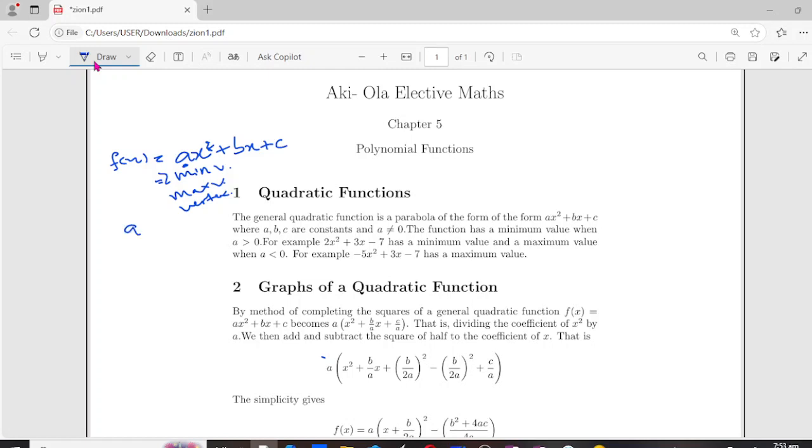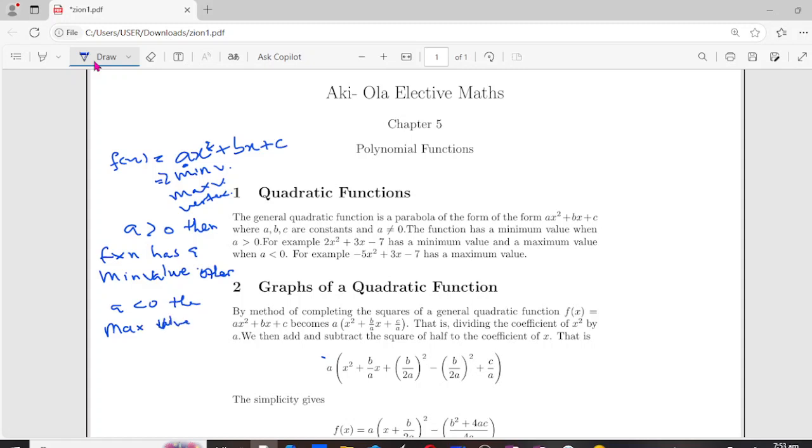So if a is greater than 0, then it means the function has a minimum value. Otherwise, if a is less than 0, then the function has a maximum value.